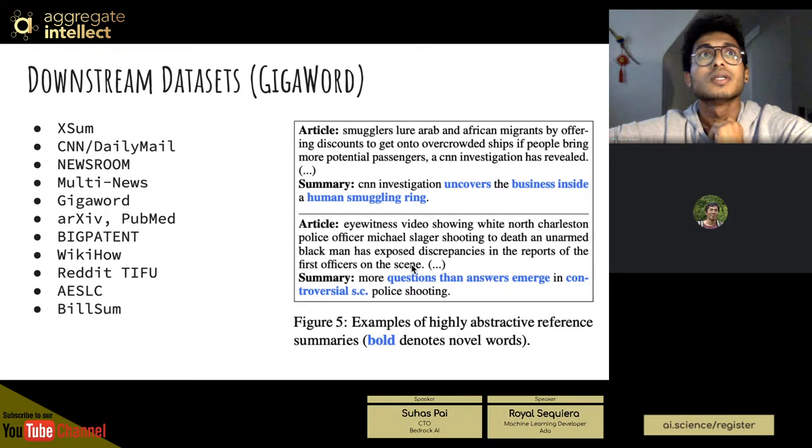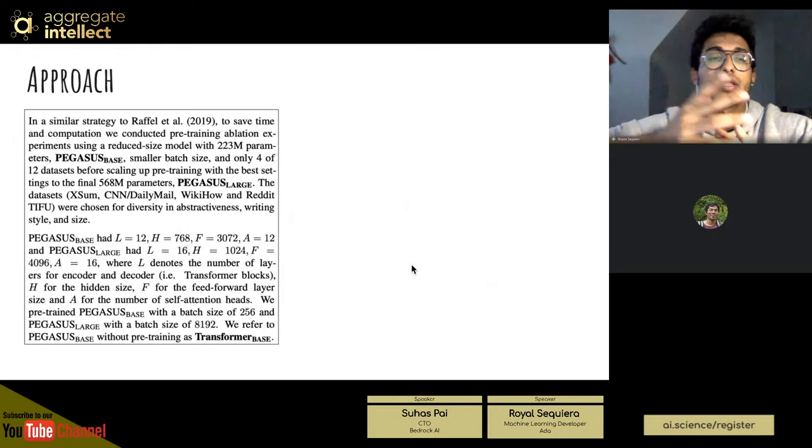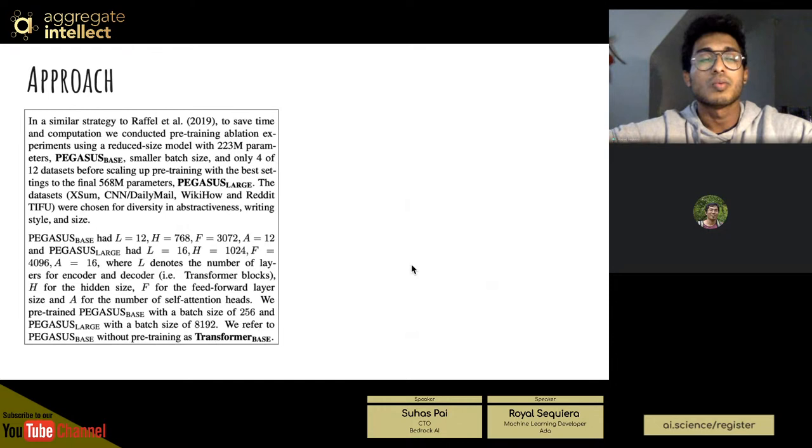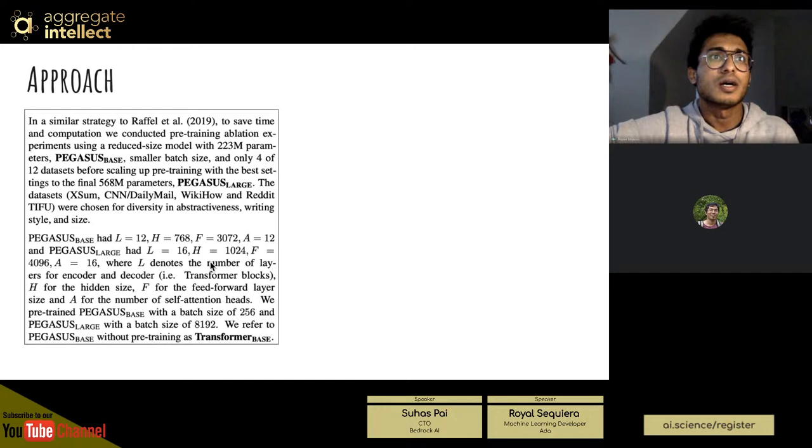All right, so Pegasus's approach is, because there are so many things to check, like what fraction of sentences should be masked, or what is the effect of the pre-training data set, something that we will discuss in more detail later, they begin with a base model, just like, for example, BERT base. A base model with 12 layers and 768 hidden size and so on, a much smaller model. Then they go through a set of experiments on this smaller model, and based on their learnings, they train a much bigger model.